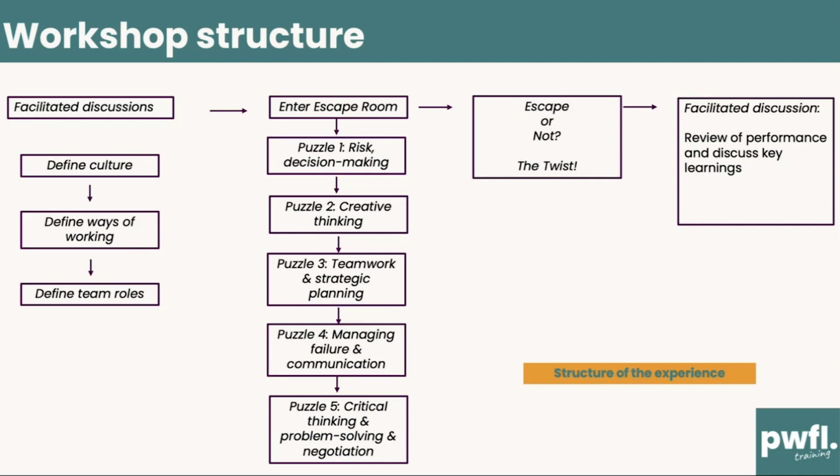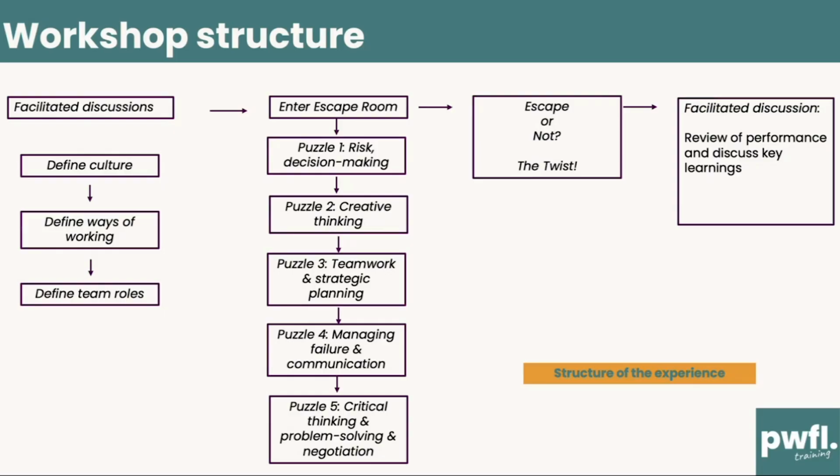They then go into the escape room, and the 5 puzzles elicit specific soft skills in each one. So the first one is about risk and decision making. The second one is a creative thinking puzzle. And both of those are quite easy, and it lulls them into a false sense of security. Puzzle 3 is then intentionally much harder. And that's the point at which it's been designed so that all groups fail, but it really taps into teamwork, strategic planning. And then puzzle 4 gives an opportunity to look at how they respond to failure and their communication. And then puzzle 5 really focuses on critical thinking, problem solving, and negotiation. And then the outcome is whether they escape or not.